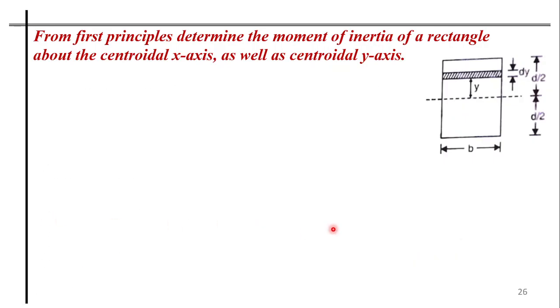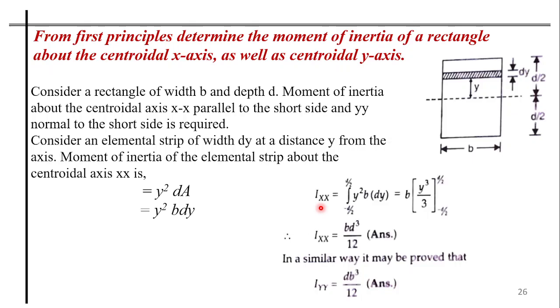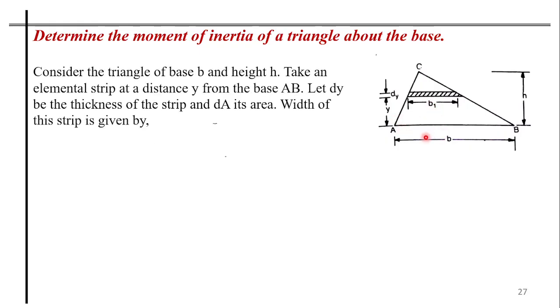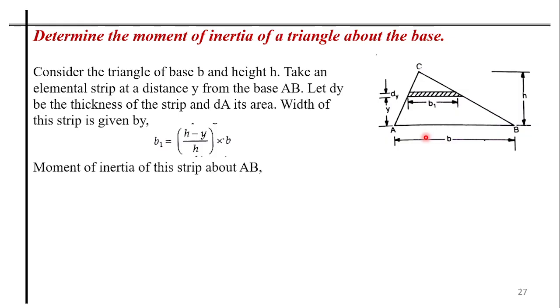Okay, the next one. Similarly, if you are trying to find the moment of inertia of the triangle about the base, you consider a small strip of width B1 and thickness dy, located at a distance y from the base. The area of the elemental strip is B1 multiplied with dy. We know the value of B1, which is h minus y by h into b.